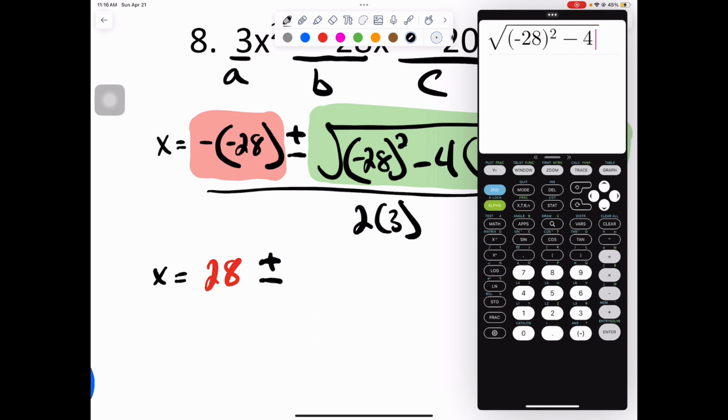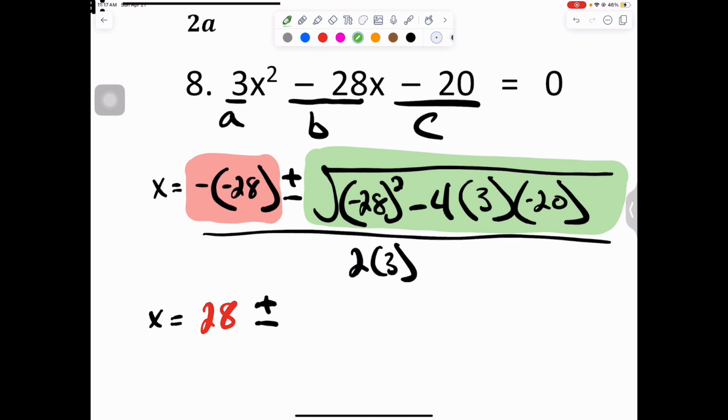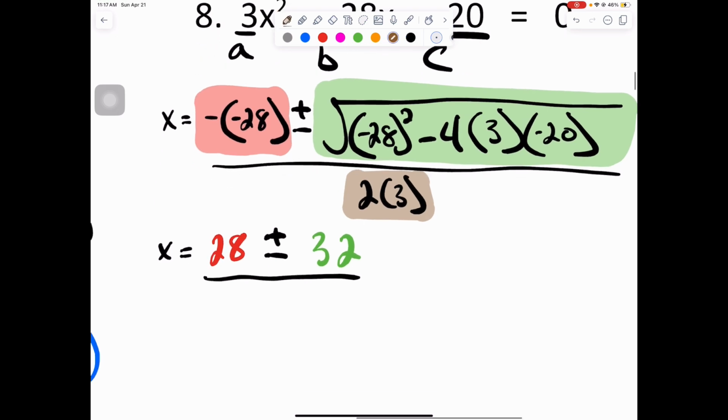And again, open your parenthesis, which is times a and times c. So times 3 and times negative 20. Close it. Go ahead and hit enter. We do get an even number of 32. As you can notice, no decimal. That means when we combine those together, we had 32 squared, which equals 1,024. So 32 is in green, and that's why we can do that all as one lump sum there. And let me go ahead and put this here in brown of 2 times 3, which is, yes, great job, it is 6.